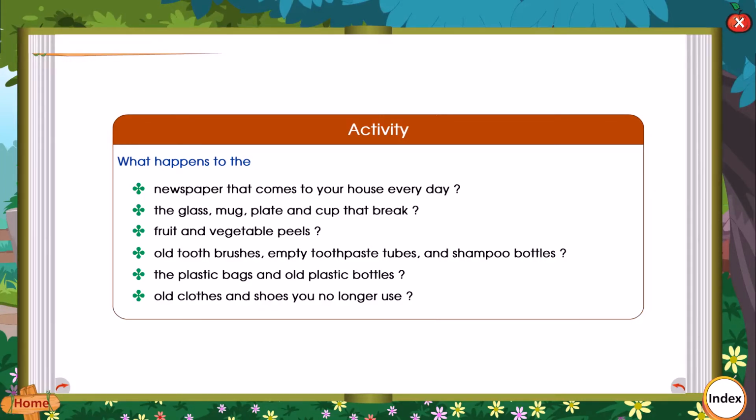What happened to the newspaper that comes to your house every day? The glass, mug, plate, and cup that break, fruit and vegetable peels, old toothbrushes, empty toothpaste tubes, and shampoo bottles. The plastic bags and old plastic bottles. Old clothes and shoes you no longer use.